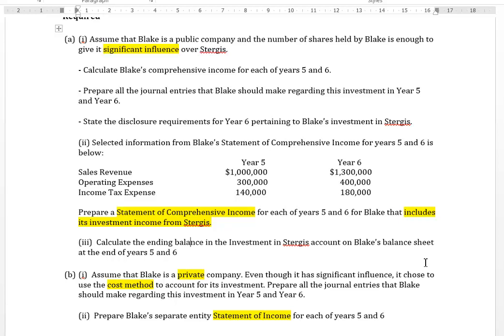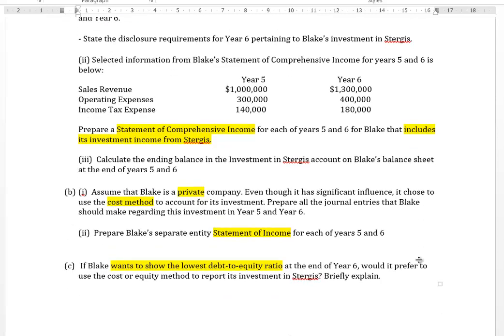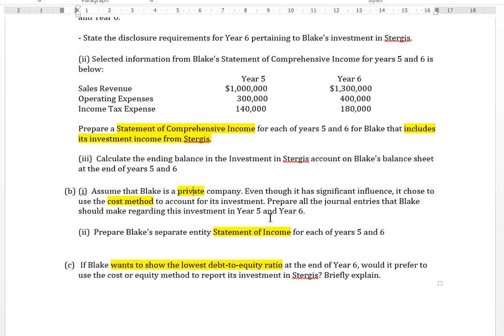All right. And then in part B, we're going to assume that Blake is not a publicly traded company, but it is a private company and follows ASPE. Don't forget, when they follow ASPE, they can choose to use the cost method or the equity method to record the investment. We're going to assume they use the cost method. So what we want you to do now is to prepare all the journal entries in years 5 and 6, assuming ASPE, using the cost method. That's what Blake would be using. And do a statement of income for Blake.